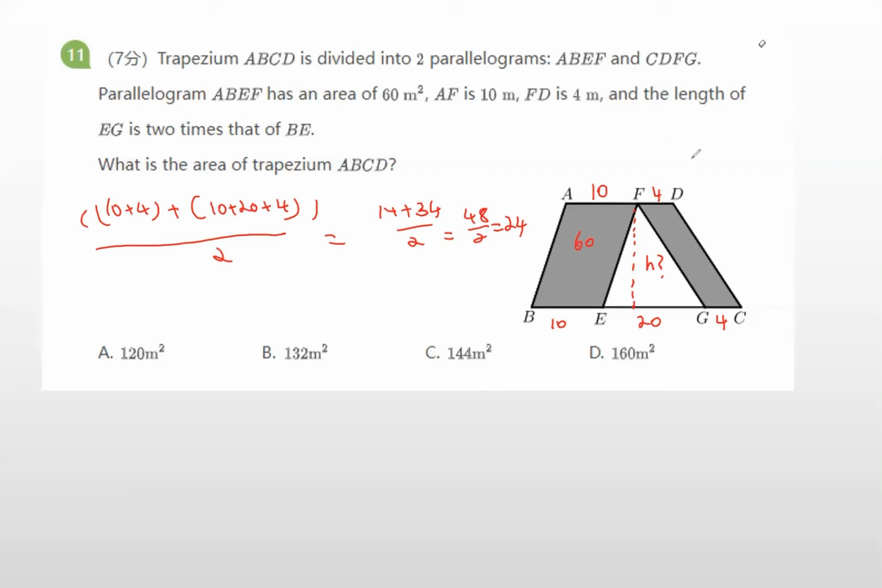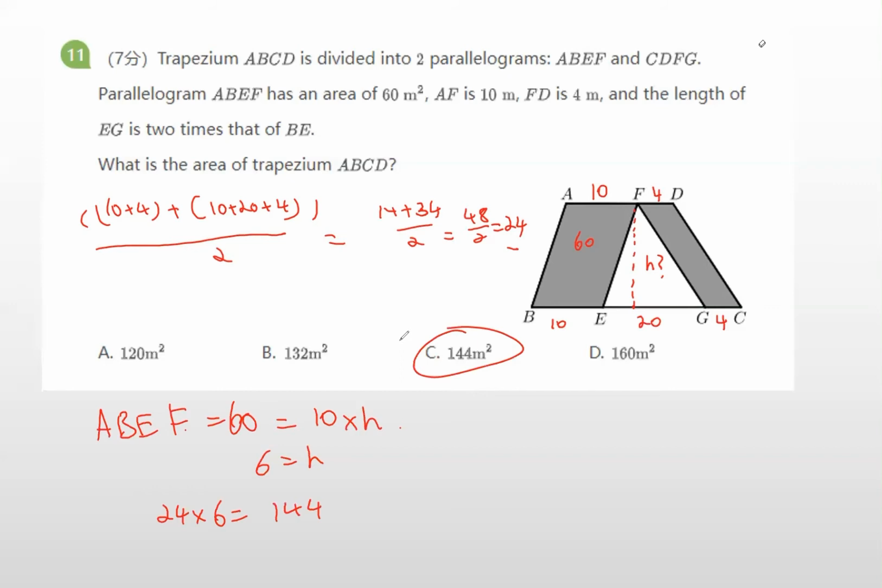Okay, so work out the height. We know for every parallelogram, the area ABEF is 60. That is equal to the base times the height, right? So that's the formula for a parallelogram. Therefore the height is 6. Very easy, height is 6. So therefore we've got the average, 24, times the height. It's just 144. So it's C.